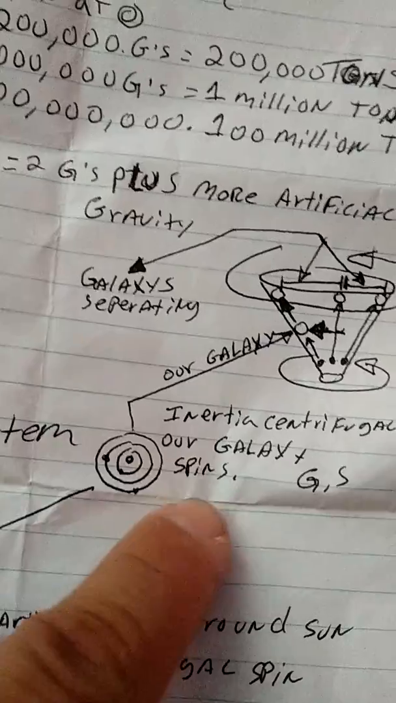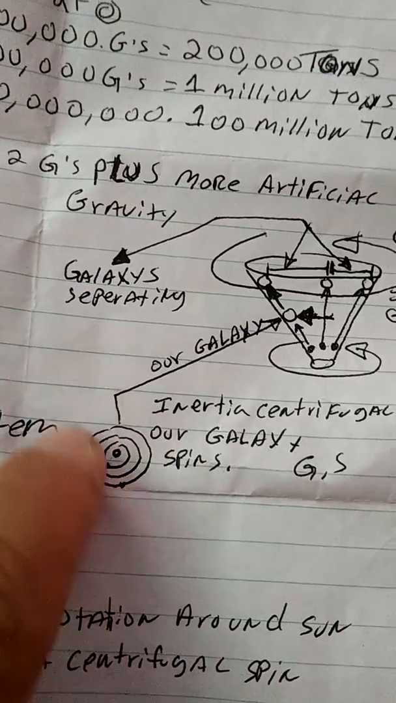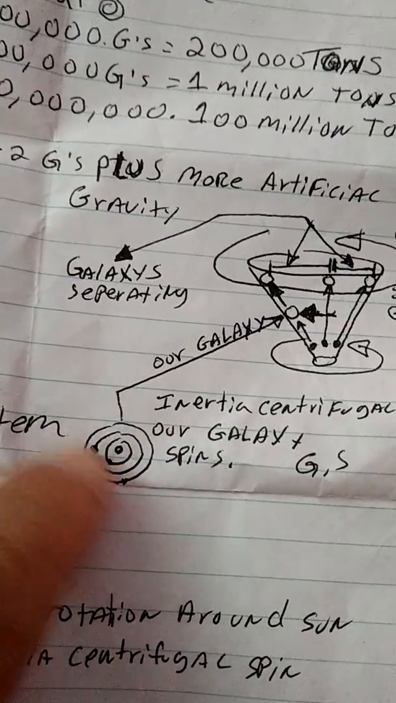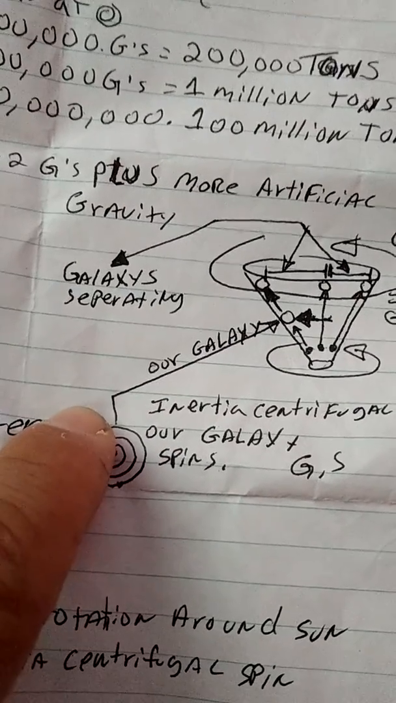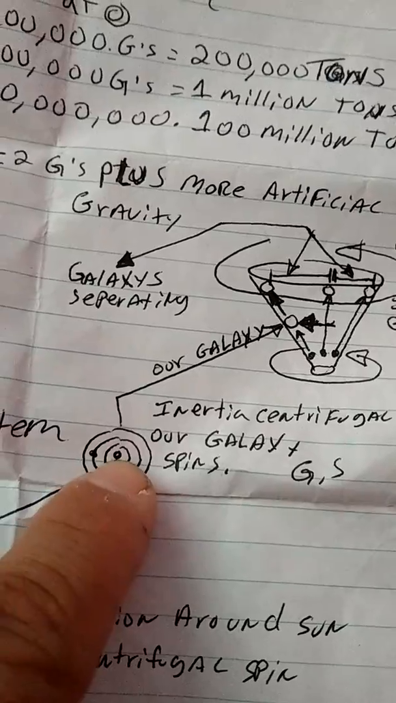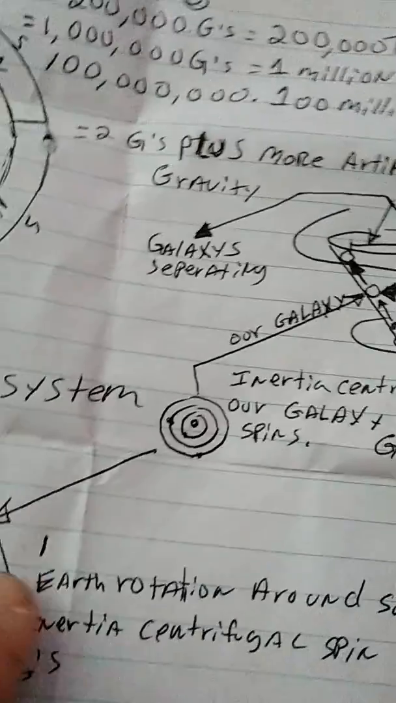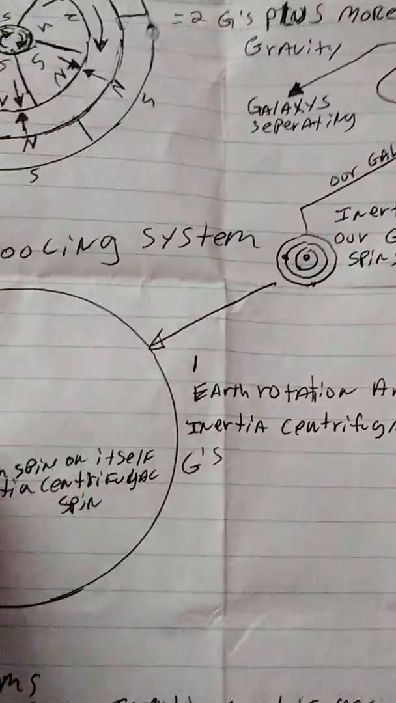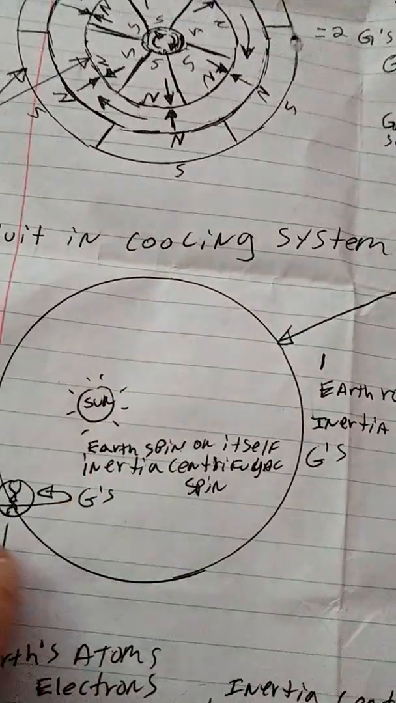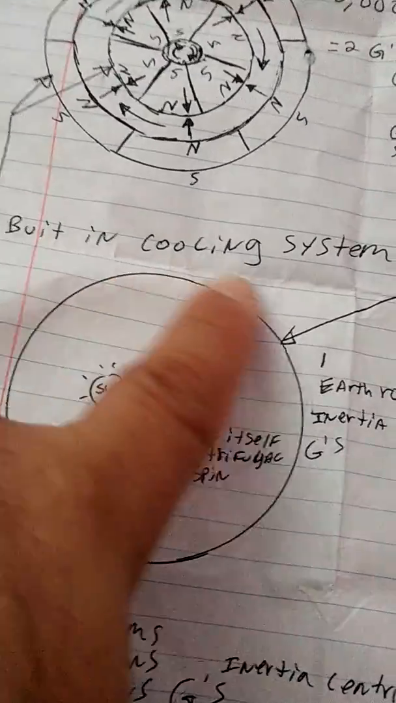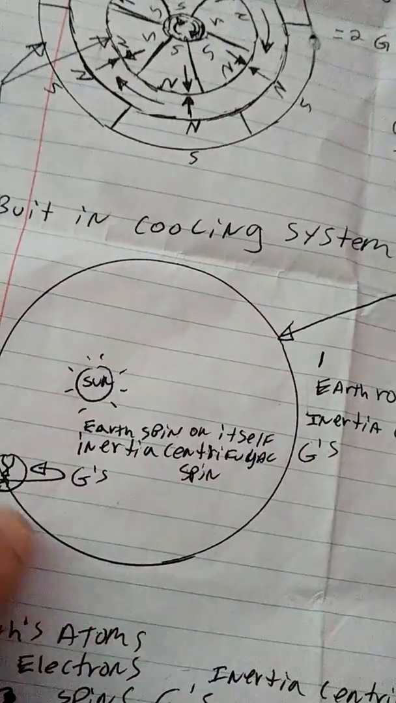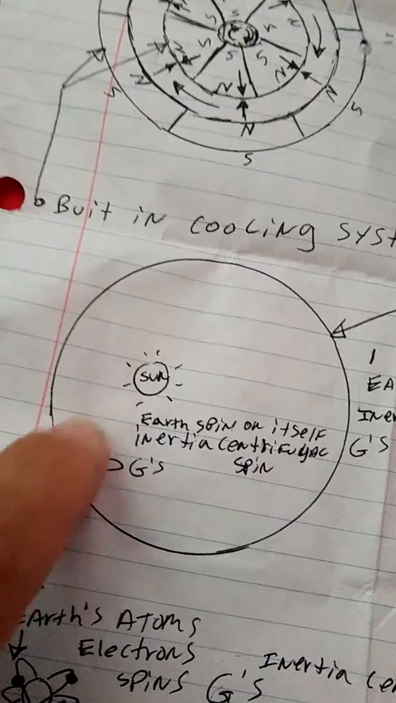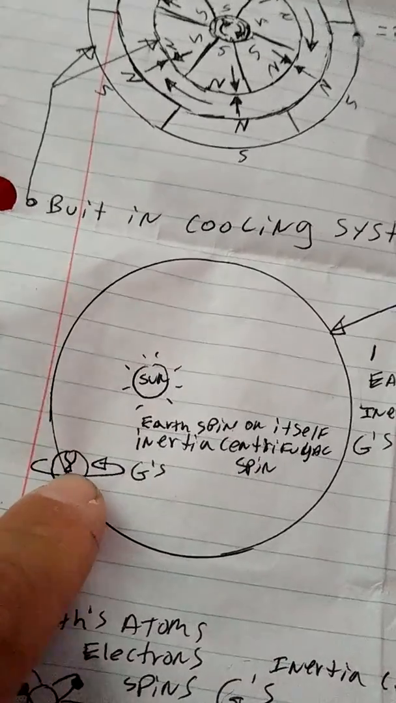The galaxy also spins around the black holes, and also spins around the sun. So that also creates a centrifugal G-force spin. Okay, so that's on a smaller scale. Now we go smaller scale. The Earth spins around the sun. So that's also centrifugal force around the sun. So it's also G's.